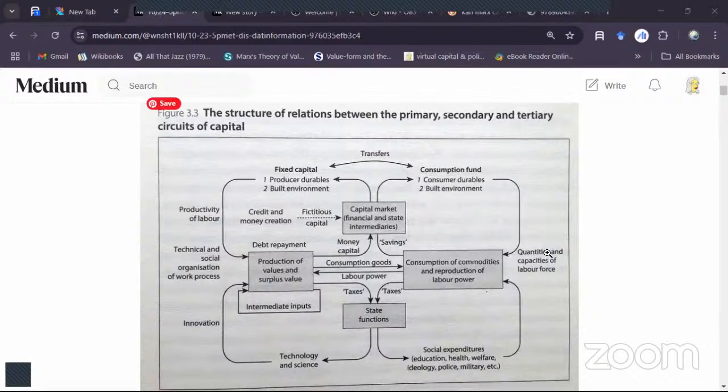Remember, I've talked about the embedded, nested sets of capital. Capital has multiple circuits. They interrelate. They sit within and without one another, and they relate in a variety of ways. You could say there's a circuit of fictitious capital. We're nowhere close to there yet.